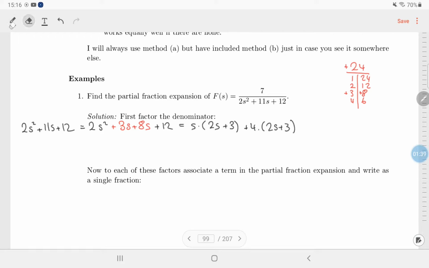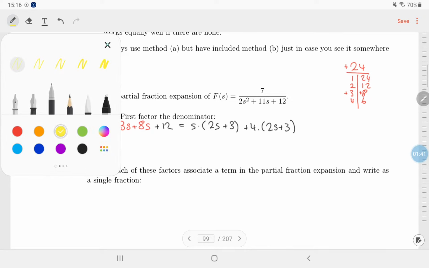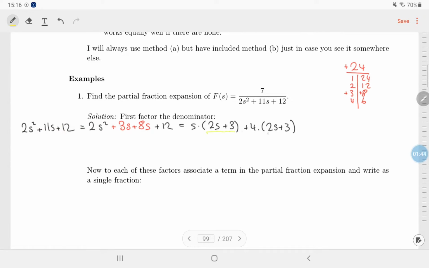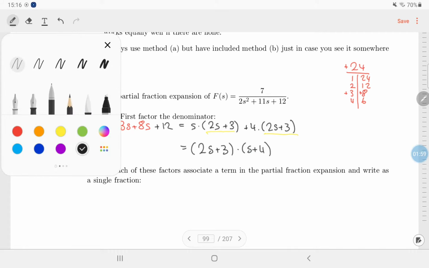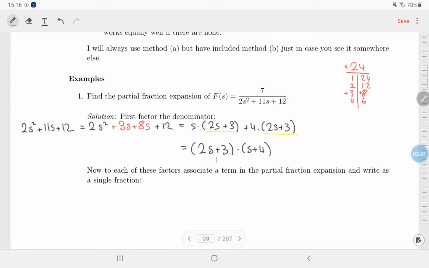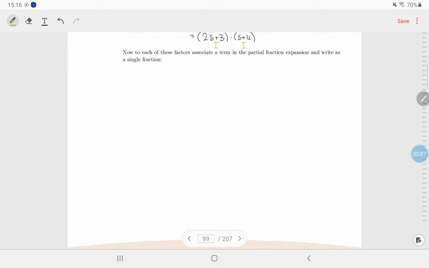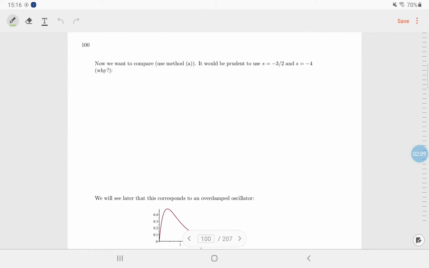Okay, and now what you have is you take out the common factor of 2s plus 3. And note, we're not solving this equal to 0, we're just factorizing it. Although that's going to be useful in a minute. So take out the common factor 2s plus 3, and you're left with s plus 4. Now, this is going to be rule 1 because these are distinct linear factors. They're different. Okay. So let me just look at where we go on the next page.